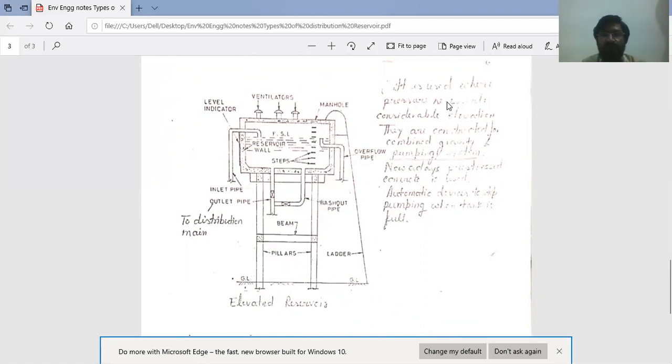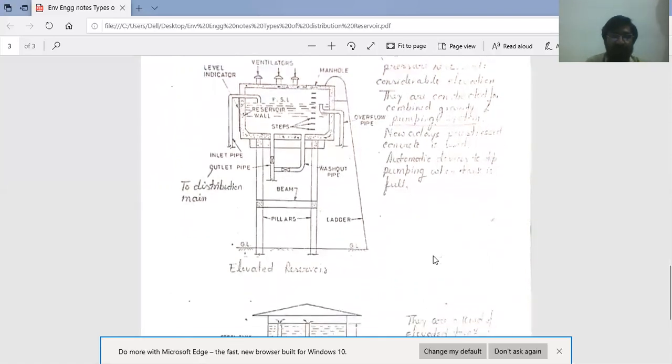Elevated reservoir is used where considerable elevation is required, where high head is required. They are constructed for combined gravity and pumping system. Nowadays, pre-stressed concrete is used in place of RCC. There is an automatic device to stop pumping when tank is full. This is the elevated reservoir.